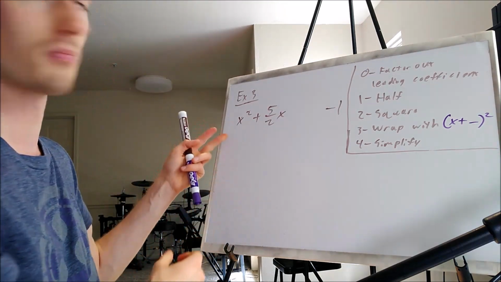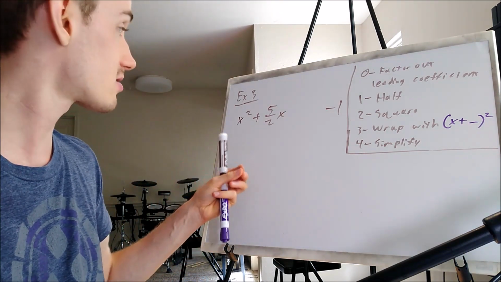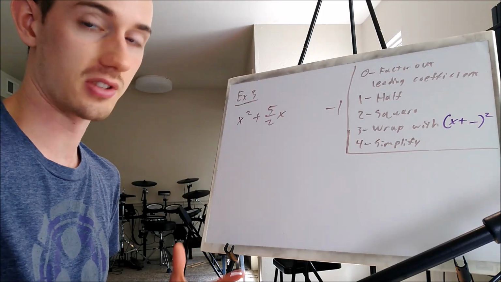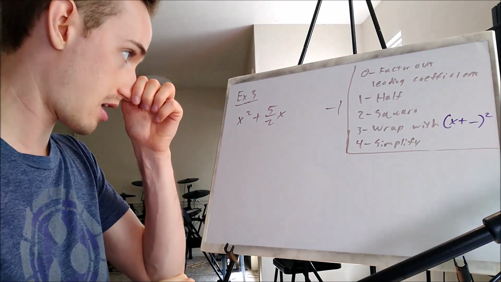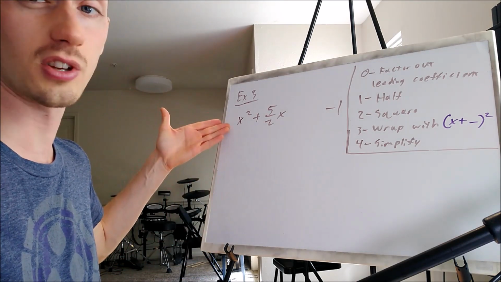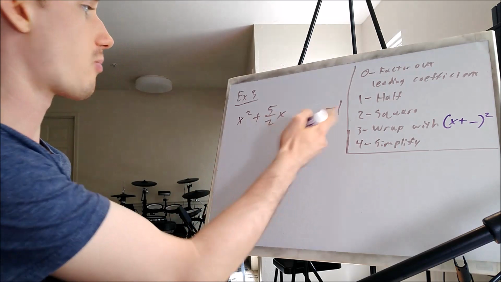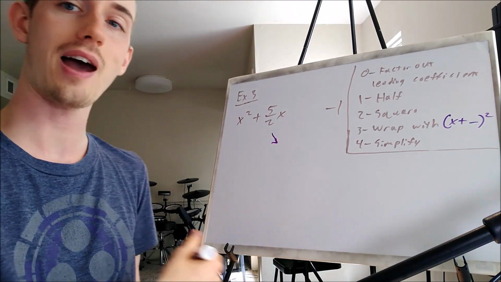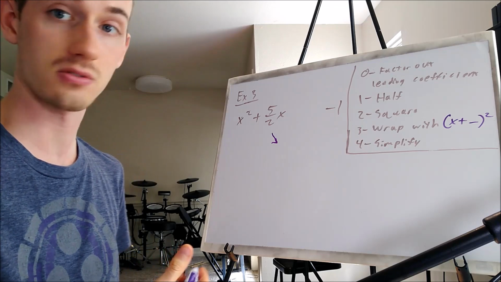Okay, so x squared plus 5 halves x minus 1. And these coefficients can be anything. The technique should still be the same, and it should still work. So we're going to start by factoring out the leading coefficient. There is no leading coefficient, so we're good there. Step 1, take half of 5 over 2. Half of a half is a quarter, so half of 5 halves is 5 quarters.